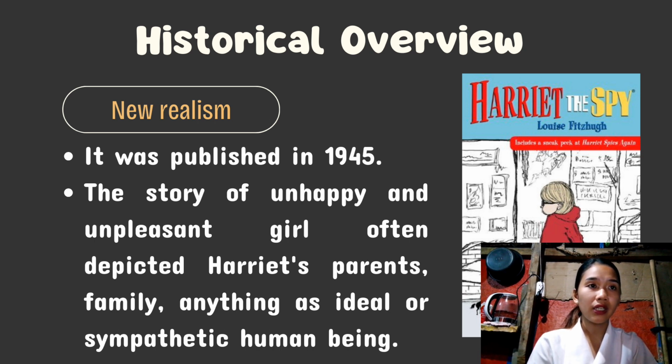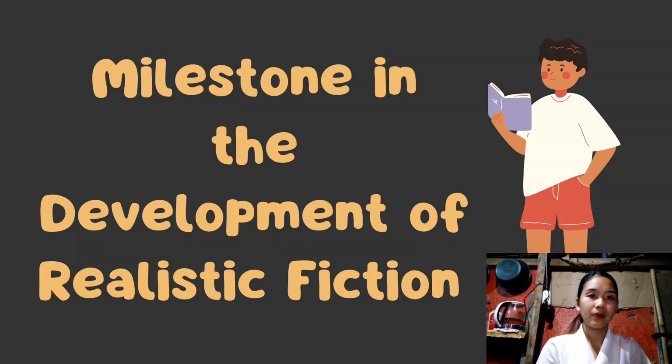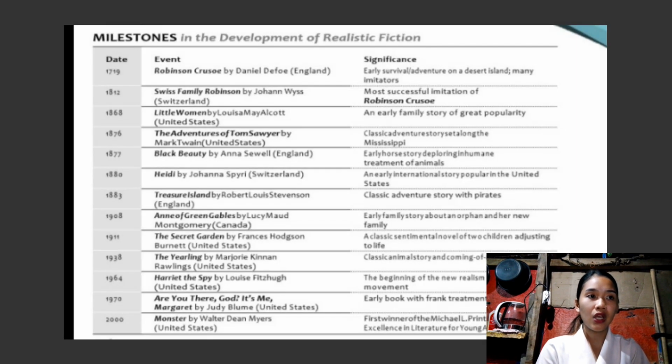This is the story of an unhappy and unpleasant girl who often depicted Harriet's parents, family, classmates, or anything as ideal for a sympathetic human being. It was a milestone in the development of realistic fiction. So here are the authors accompanied with the books. If you want to read the books, you can just search the titles of the books and read the whole story.